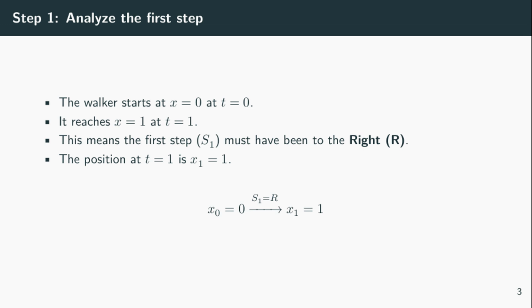Alright, let's break this down step by step. Step 1, let's analyze that. Very first move. We know the walker starts at x equals 0 at t equals 0, and it reaches x equals 1 at t equals 1. This tells us that the first step, let's call it s sub 1, must have been to the right. So the position at t equals 1 is x sub 1 equals 1. We can represent this as starting at x sub 0 equals 0, taking step s sub 1, which is right, and ending up at x sub 1.